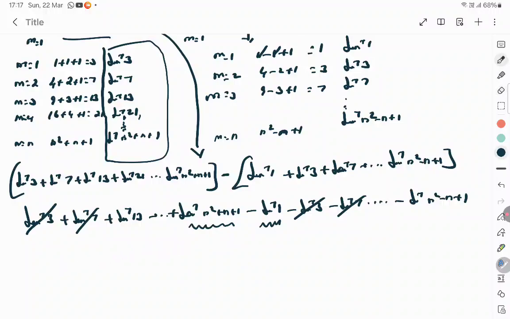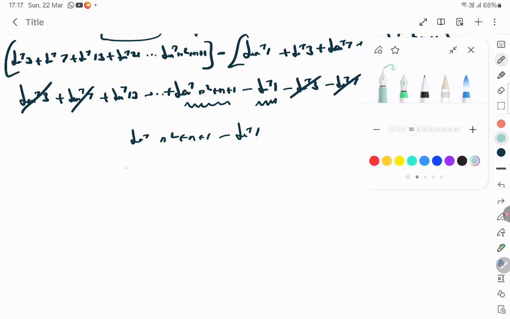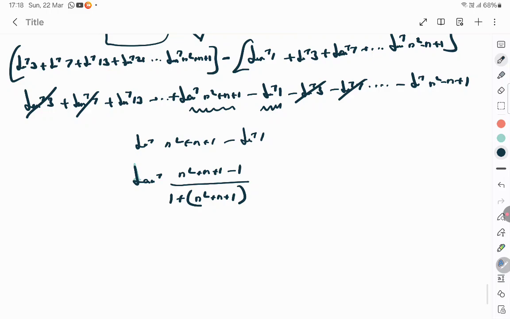So let's write this. What is not getting cancelled is tan inverse of n square plus n plus 1 minus tan inverse of 1. This is again like tan inverse of x minus tan inverse of y. So just solve it. It's tan inverse of x minus y by 1 plus xy, which is n square plus n plus 1 minus 1 by 1 plus n square plus n plus 1 into 1.